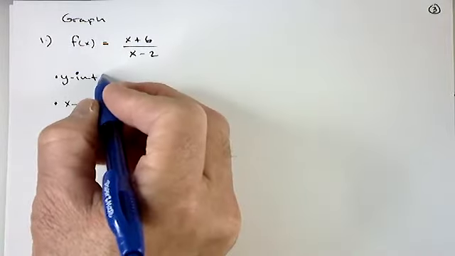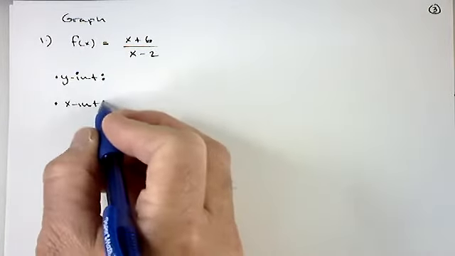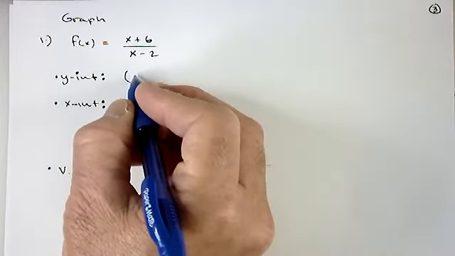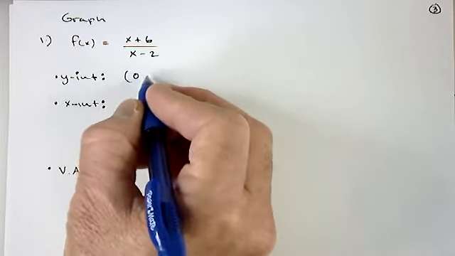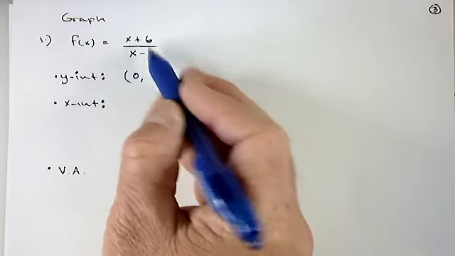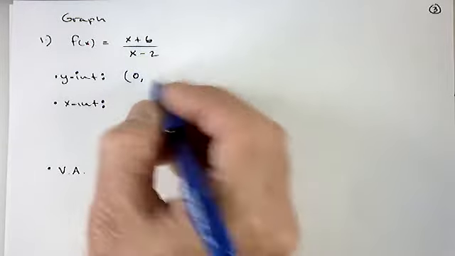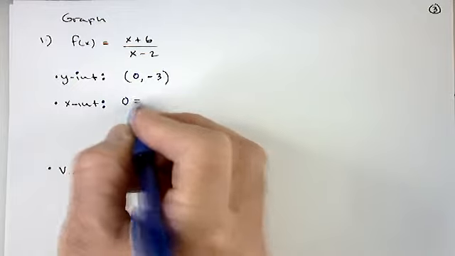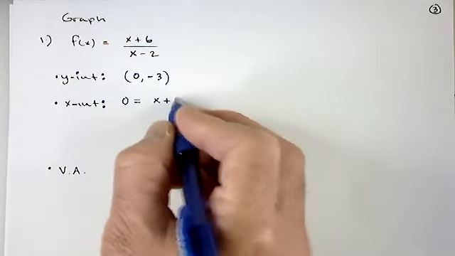And we've seen in various kinds of functions that easy points to find are y-intercepts and x-intercepts. Your y-intercept is just whatever you get for y when you let x be 0. That's easy to do. You can most of the time do it in your head. If x is 0, I'm going to get 6 over negative 2, which is negative 3. And my x-intercept I find by setting my function equal to 0.